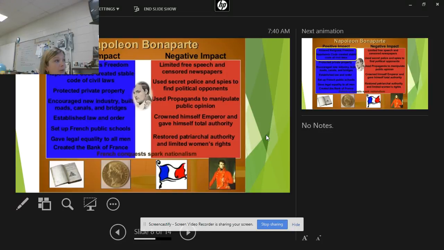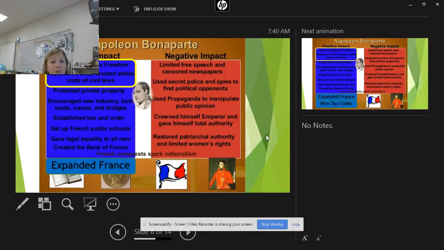While he was in power, he made himself emperor, okay, which the French people liked because, hey, he was doing some good things for their country. For instance, he allowed religious freedom. Okay, he restored the Catholic Church, allowed people to be religious or not religious if they wanted to. He also expanded France during this time period with the Napoleonic Wars. He established new tax codes as well as a new law code, the Napoleonic Code, kind of created a more stable government and society in France. So he did a lot of good things that the French people loved.